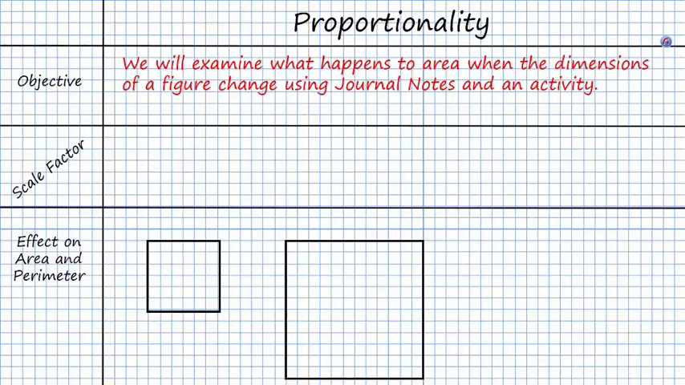Alright, so first off we need to talk about something called a scale factor. A scale factor is a number which you're going to change your measurements by, and those changes are going to be multiplication. So a scale factor is a number which is multiplied by some measurement so that it changes.